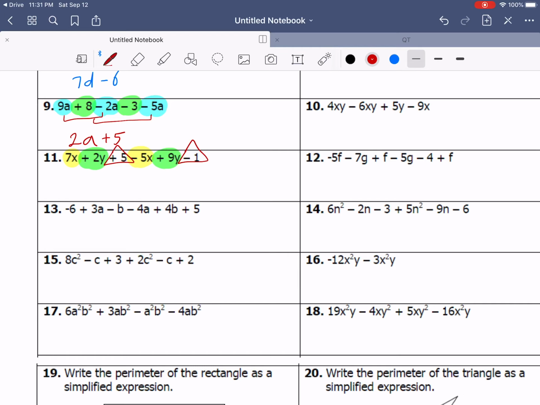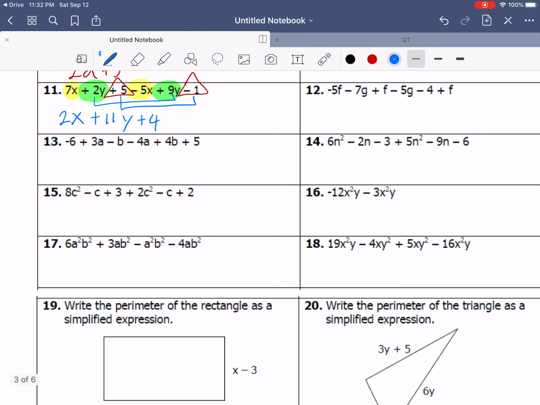So 7x minus 5x will give you 2x. 2y plus 9y will give you 11y. At last, positive 5 minus 1 will give you plus 4, because 5 minus 1 is 4. I hope you don't rush and make a mistake on this part. Here we go. Let's speed up.